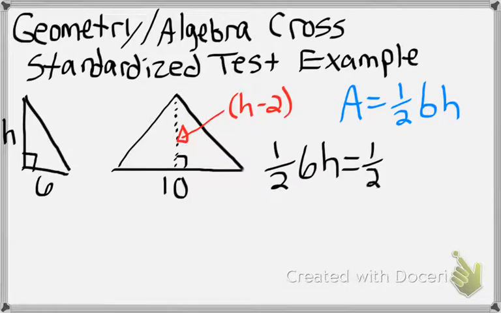Half times base, well the base is 10 in this case, and then the height is h minus 2 for this one. H minus 2. Look what we now have. We now have an equation with the variable on both sides. Solve this and you'll have your answer.